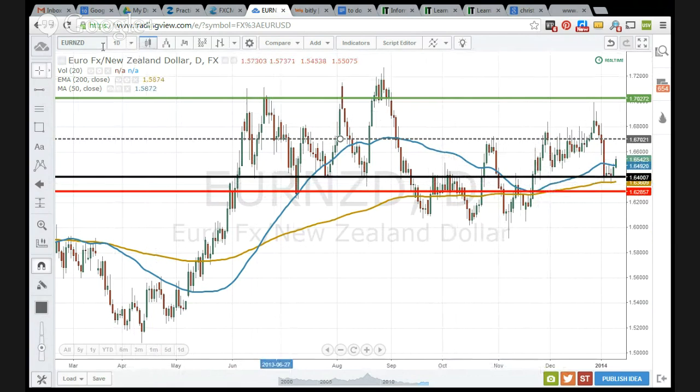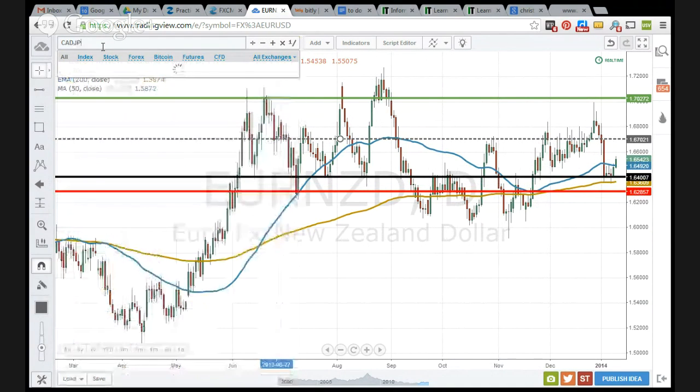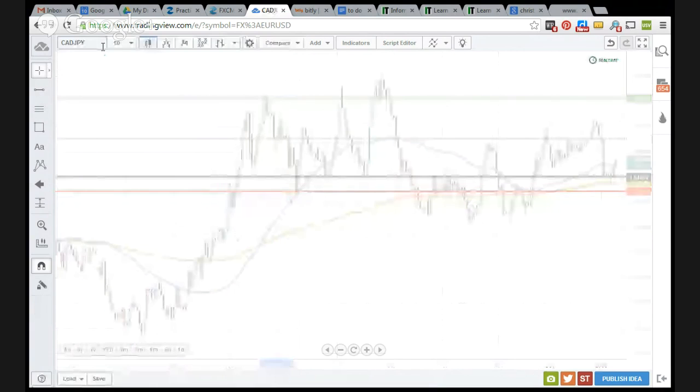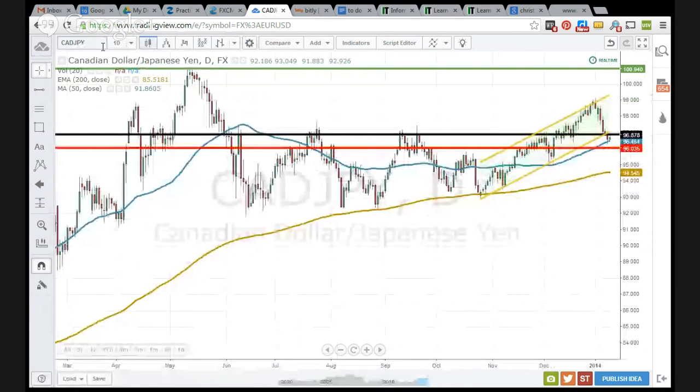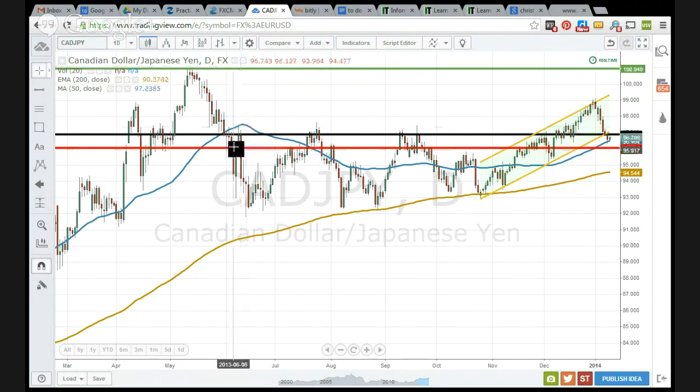Okay. Now the other position I had on was CAD yen. Okay, and I entered at that black line. So we are slightly below my entry point. Small floating loss here. The stop is still at this level. The target profit, here's a resistance level I'm targeting, is still where it is. So nothing to do here really.